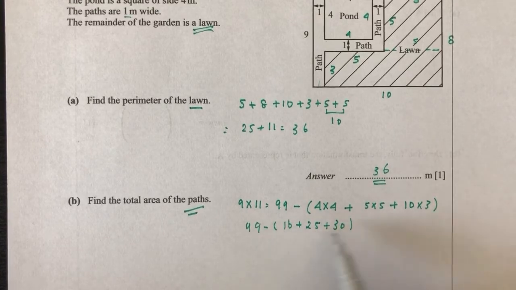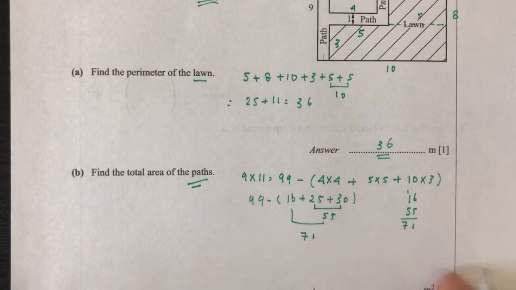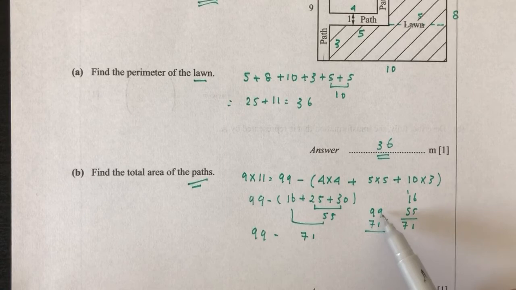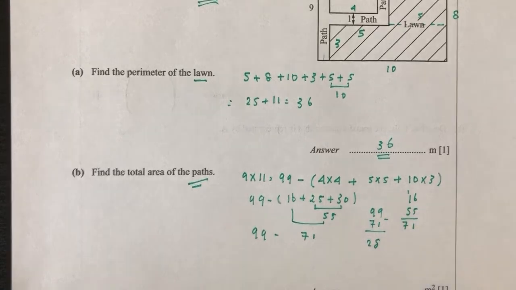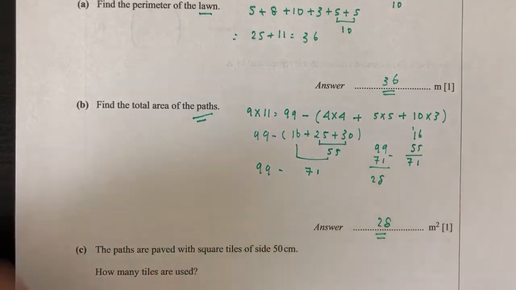So let's add this up. This will be 55. Now 16 plus 55 will be what? That will be 71. Let's check. 71, correct. Now we have to do 99 minus 71. So 99 minus 71, that will be 28 meters square. That will be part B.